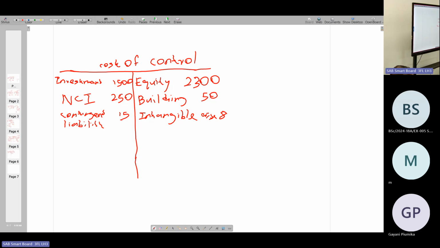Here, 1,000. Double entry involved. Provision for contingent consideration. Provision for contingent consideration, credit. Cost of control, debit. 1000. Provision for contingent consideration, credit. Cost of control, debit.